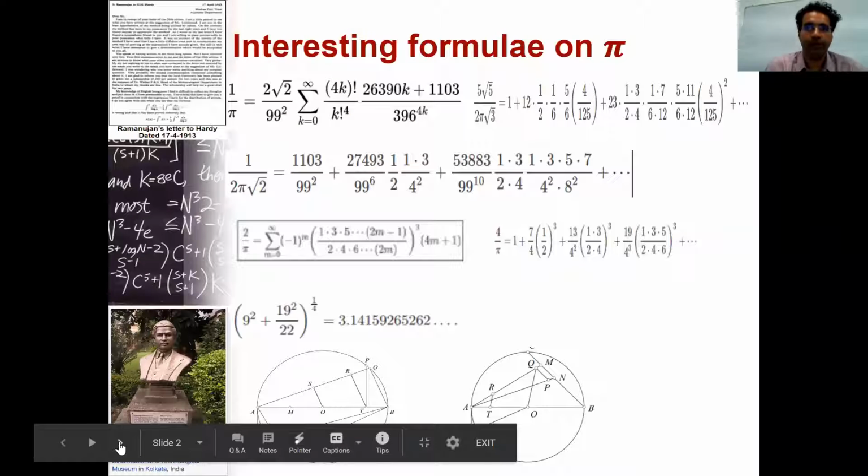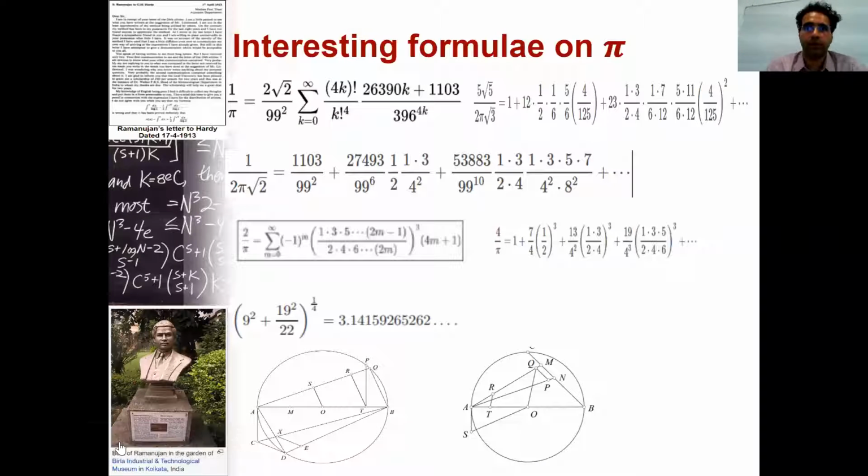So just to give you a glimpse into the interesting formulae on pi that Ramanujan came up with. You can see there are varying degrees of complexity in these formulae, and depending on which one you choose, the decimal level accuracy will differ for each of these formulae.